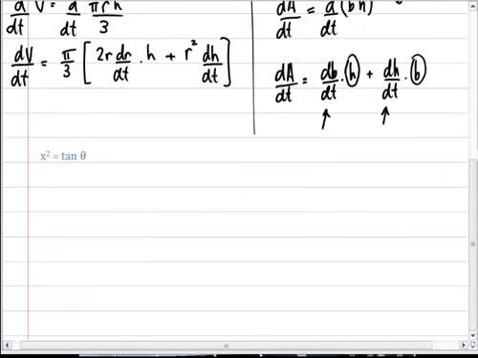Last problem I'd like you to try is just some arbitrary equation, x squared is equal to tan of theta. Consider x and theta are both changing simultaneously, and we'd like a time-based derivative of this equation.